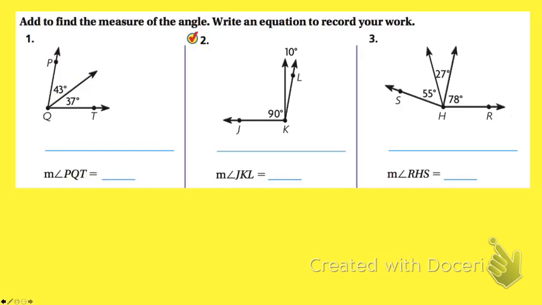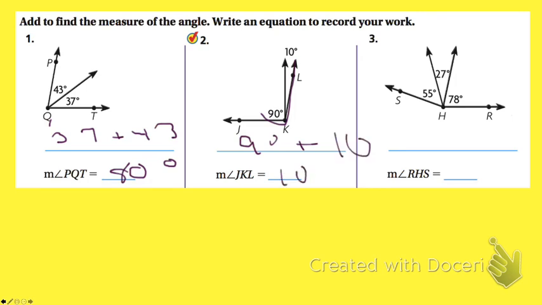Now we've got a little action for you here. It says find the measurement of the angle, write an equation to record your work. Well, here we have angle PQT. We know that one is 37 and one is 43. So we would do 37 plus 43. Okay, so now we need to add the two together. 3 and 7 is 10. Regroup 1. 4 and 3 is 7, and 1 is 8. So angle PQT is 80 degrees. Now, here's another angle. I know part of it is 90, and part of it is 10. So I would probably add 90 plus 10. And that gives me 100. So this angle all the way to there is 100 degrees.